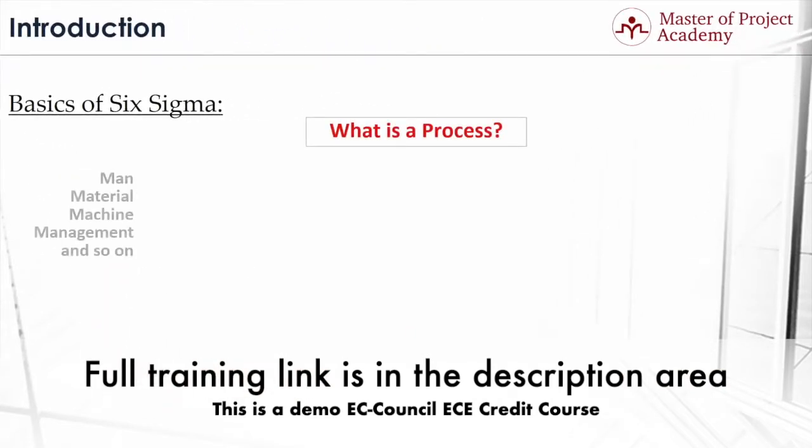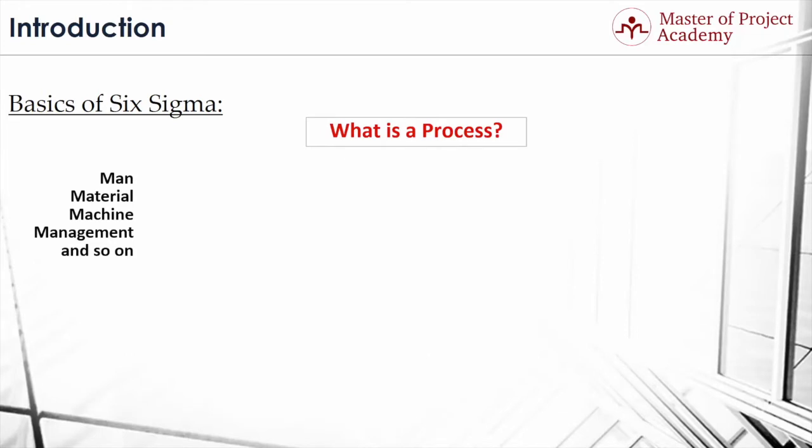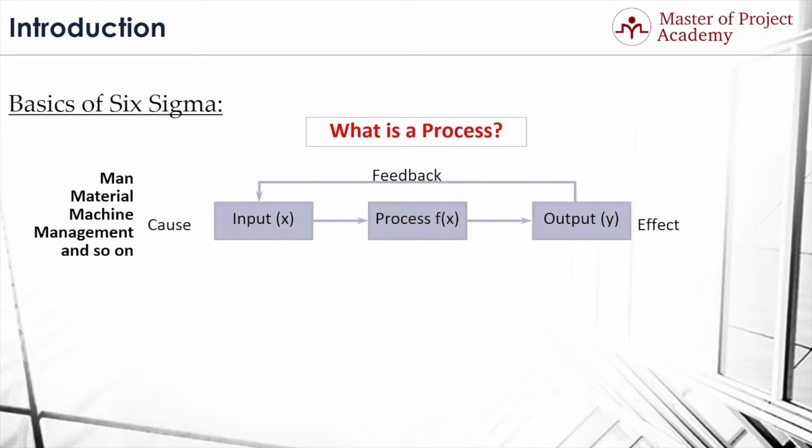Man, material, machine, management, etc. create a cause. These are actually inputs for the processes. Based on these inputs, processes generate outputs, and these outputs are used as feedback to improve the future outputs as well. Processes produce products or services.